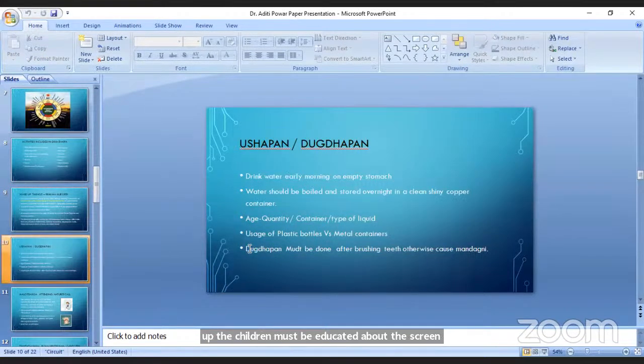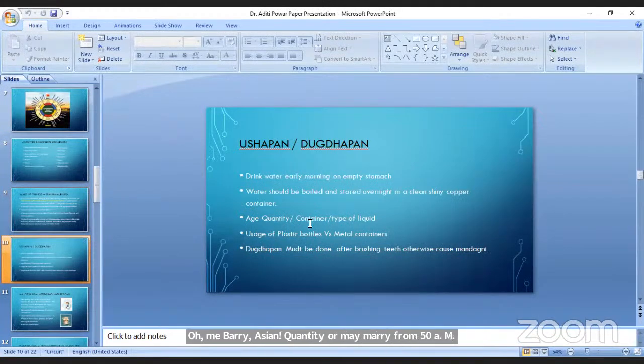Ushapan or Dugdhapan. Drinking water early in the morning on an empty stomach is nothing but Ushapan, but the water should be boiled and stored overnight in a clean, shiny copper container. Age, quantity, container and type of liquid may vary. Quantity may vary from 50 ml to 200 ml according to the stomach capacity.